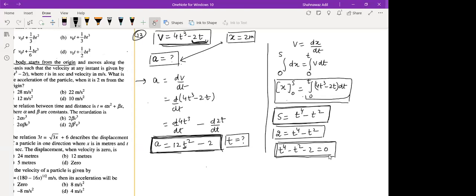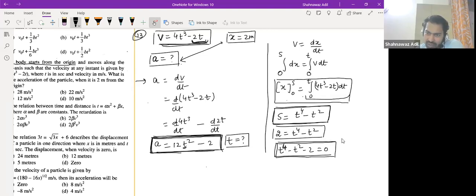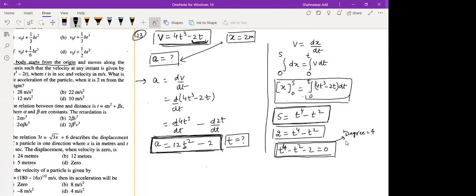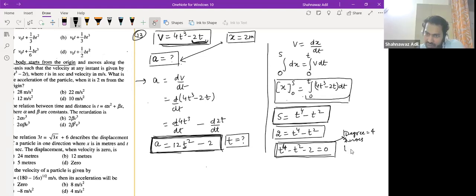So it is degree 4, which means that how many zeros would be there? 4. So 4 zeros, right? Which means that we have t equals to 4 solutions, 4 values of t, right?